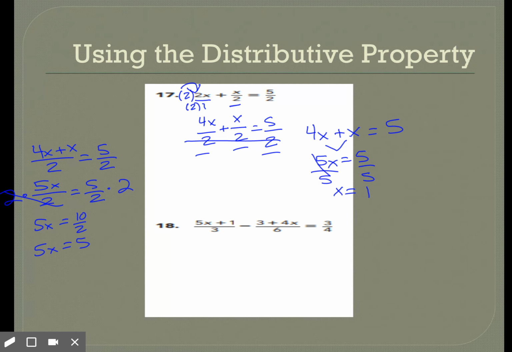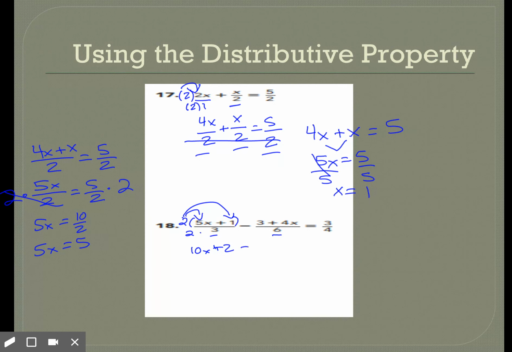All right, so number 18, we have a different situation now. I have a denominator of 3 and 6. So I need to, the least common multiple of 3 and 6 is 2. Or I'm sorry, is 6. So I have to multiply everything by 6 in this one. So now I need to do the distributive property. 2 times 5x is 10x plus 2, because 1 times 2 is 2.